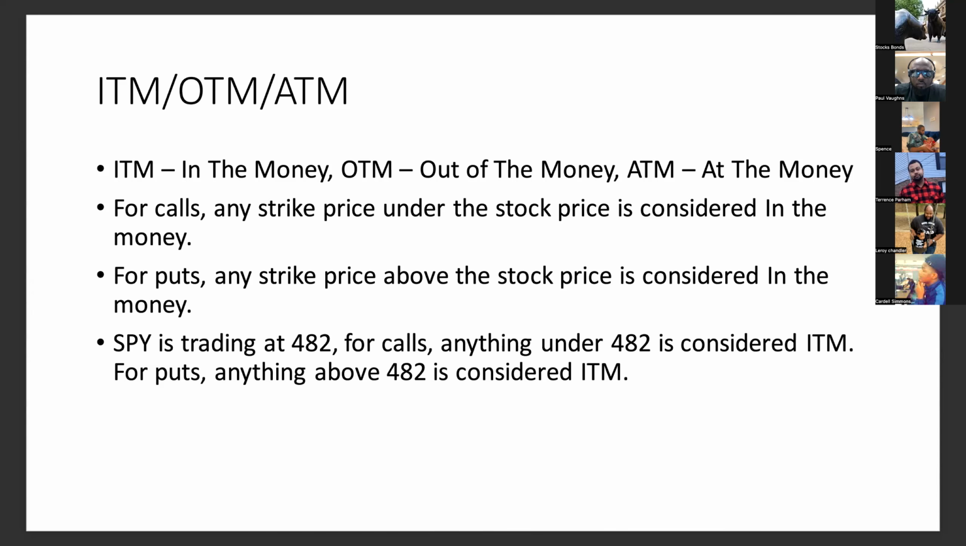Now, when you go to the puts, it changes instantly. With the puts, anything above the stock price is considered in the money, and anything under the stock price is considered out of the money. For example, SPY is at 482. So now let's say 483, 484, 485, 500, all these higher strike prices are considered in the money options when it comes to puts. Now, let's say you want to buy like 475 puts or 470 puts. All these are considered out of the money puts.